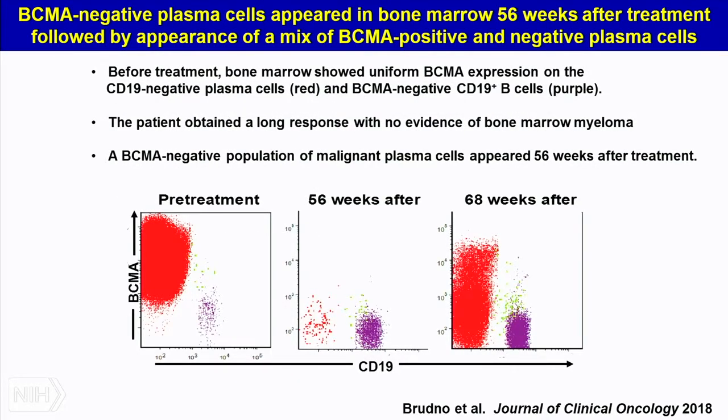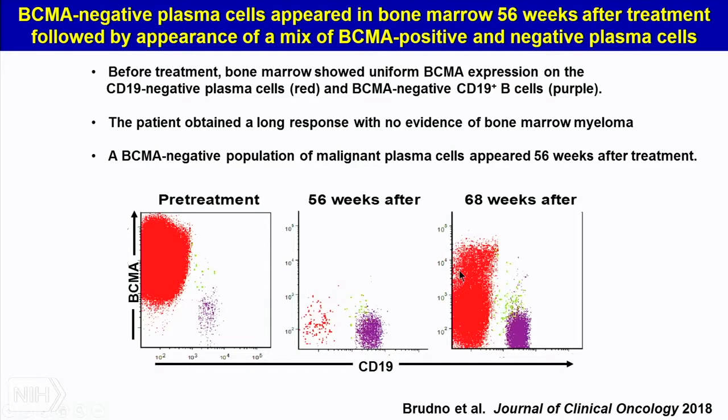Another example of BCMA negative myeloma, this was a patient who had a long remission. He had nice BCMA positive red myeloma cells before treatment. Then 56 weeks later, we detected a small population of BCMA negative. So see, they're negative, they're near the x-axis and they're equal with the B cells. But then after 68 weeks, it kind of diversified where we had some BCMA negative and some BCMA positive.